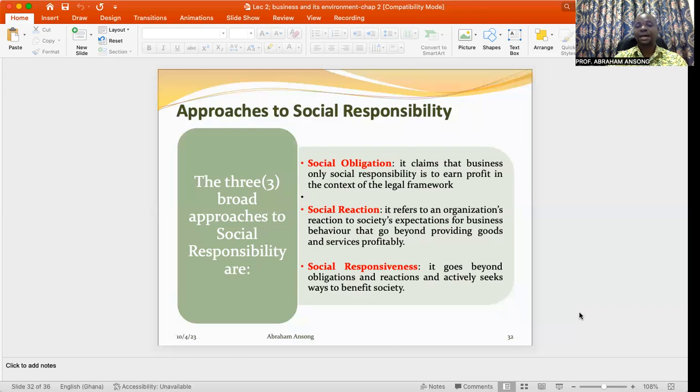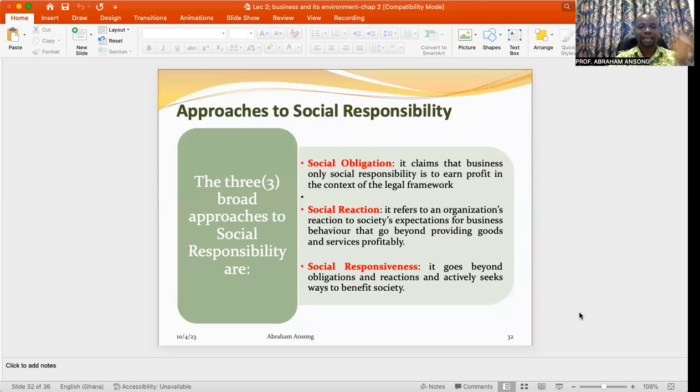If you are still at the lower or early stages of the industry or your business growth, where you've not made a lot of money, you've not grown, and so on and so forth, you may be thinking about the social obligation approach to CSR. Then we have those that go by social reaction. It refers to an organization's reaction to society's expectation for business behavior that goes beyond providing goods and services profitably. So the social reaction goes beyond social obligation.